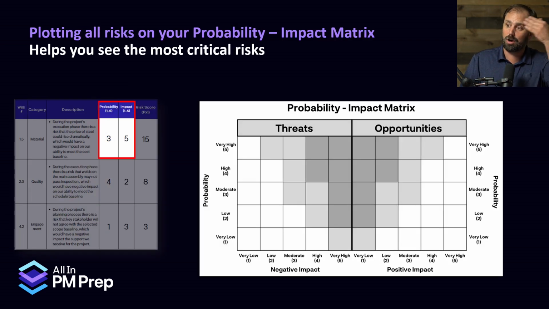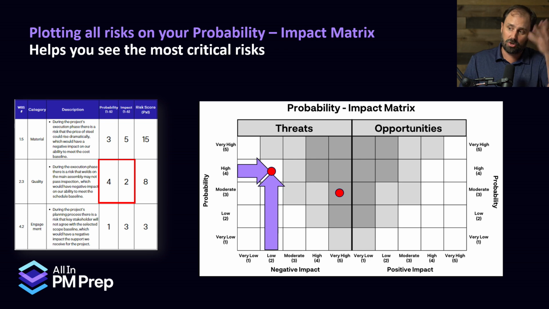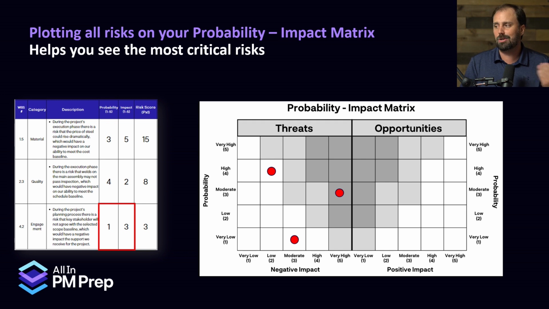And here's how it would work for our first little material risk. We had a probability of 3 and an impact of 5. Where do we put it on the chart? Right there. Probability 3, impact 5. Bloop, throw a little dot right there. As we go down, these are negative things. We didn't have any good things that I came up with. We have a 4 and a 2, so we put that little dot there. And lastly, 1 and 3.